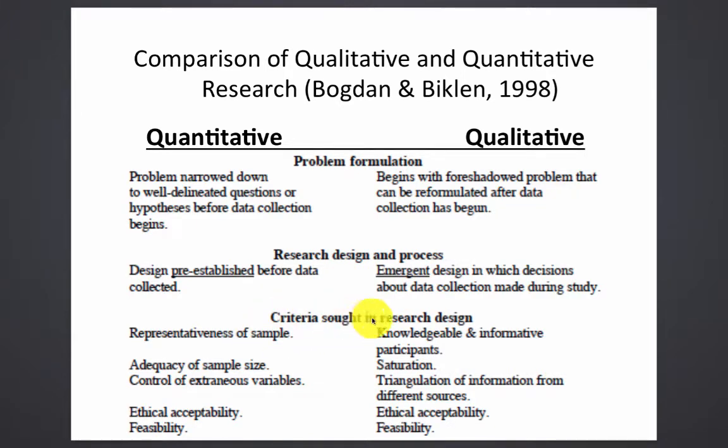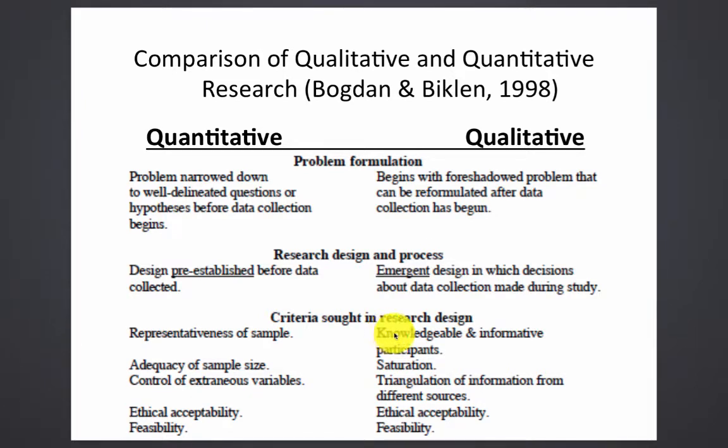Criteria sought in the research design. These are the ideas of threats to internal validity. So we want representativeness of our sample. We want a large enough sample size. We want to control for extraneous variables. We want ethical acceptability, and we want the study to be feasible.